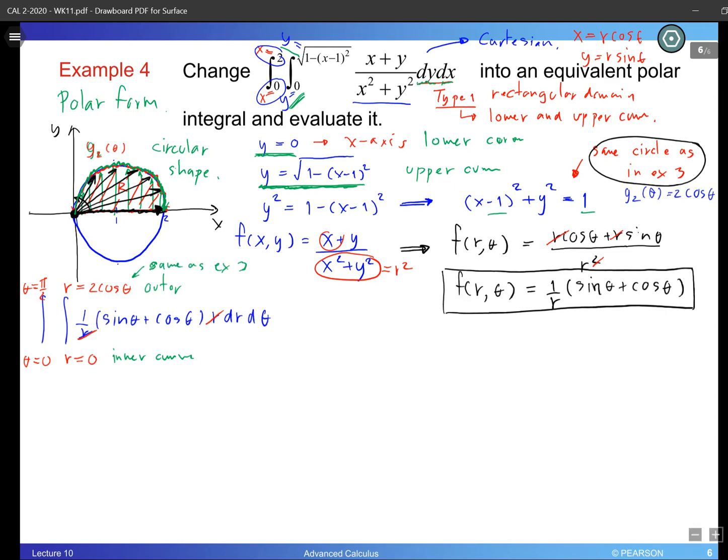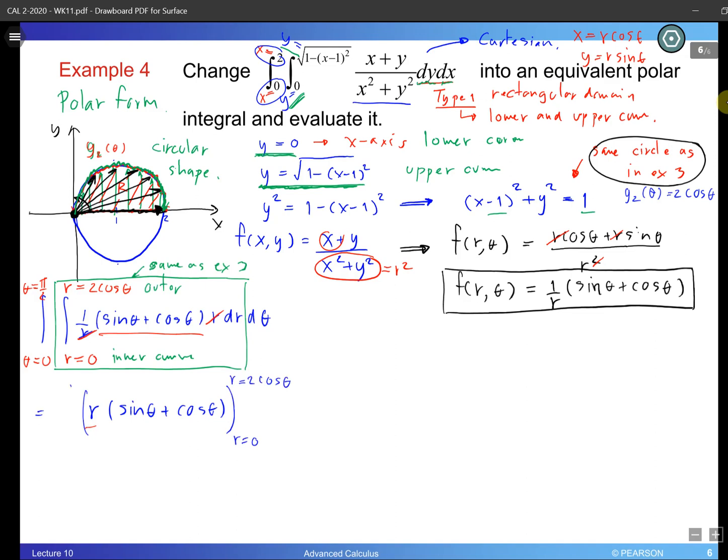So we are going to start from the inside to outside. We integrate this with respect to r first, and then we do that with respect to theta later. We integrate with respect to r, and we get r times the constant, sine theta plus cosine theta. So nothing fancy. You integrate a constant like this, you get an extra r right here. We evaluate this at r equal to 0 and r equal to 2 cosine theta, and we are supposed to integrate this with respect to theta again. So theta starts at 0 and ends at pi over 2.